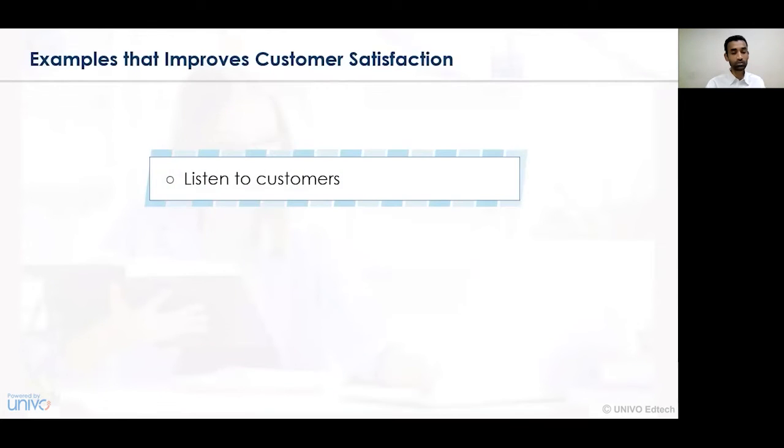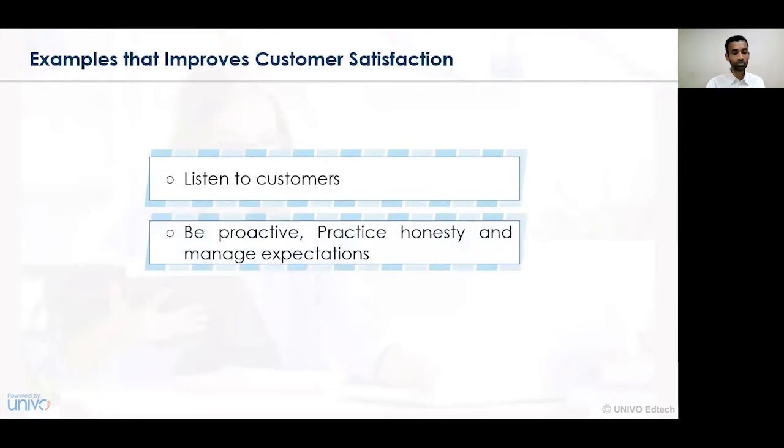Now let us understand what are the various examples that help to improve customer satisfaction. Number one, the first thing we need to do is listen to the customers. Number two, we have to always be proactive, act honestly, and manage the expectations of the customers. And only then can the customer satisfaction survey be undertaken in a better and more considerable way.